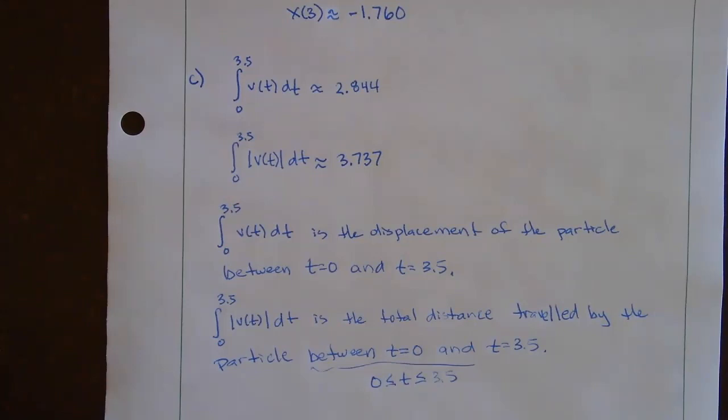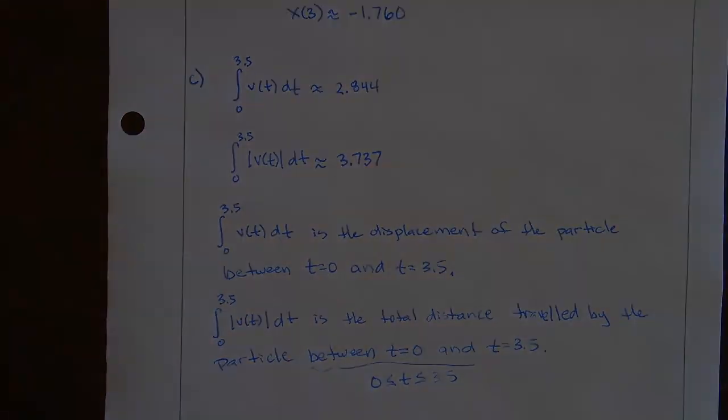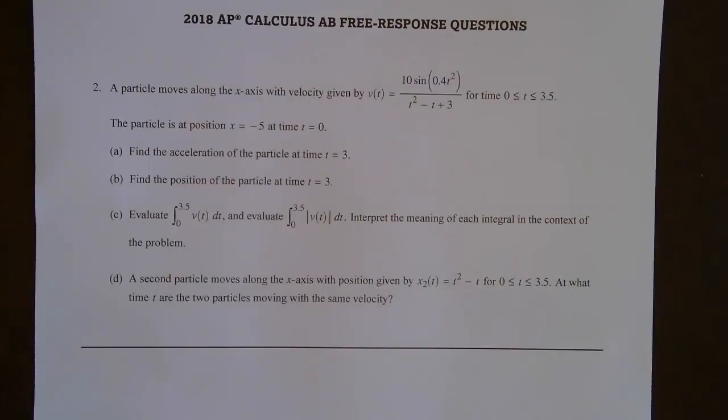Okay, all right, so let's go to part D now. For part D, they're asking: a second particle moves along the x-axis with position given by this second function, right? So this is the position function, right?